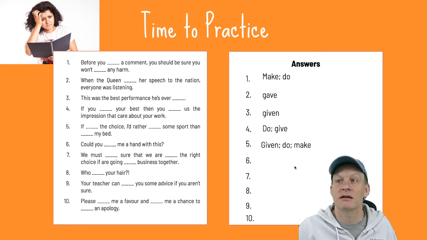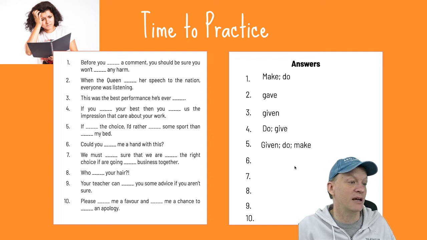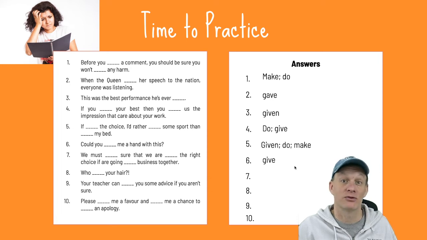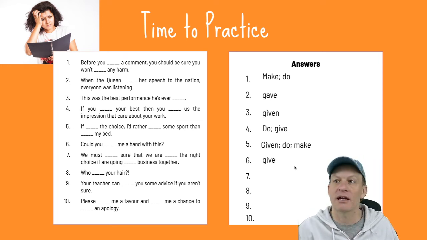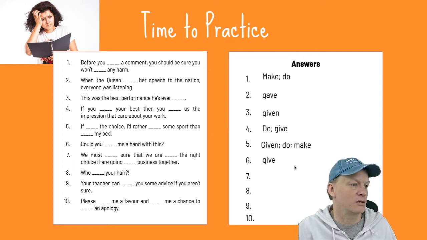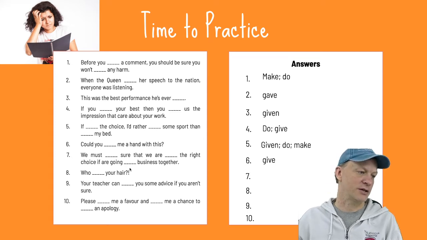Number 6, Enrique says give. Could you give me a hand with this? Barbara agrees. And yes, you're both correct. Absolutely. Spot on. Could you give me a hand with this? Go on then. Barbara jumps to number 7. We must make sure. Okay, Barbara, try to give me all 3. Make, doing, and to do. We must make sure that we are doing the right choice if... Oh, I forgot a subject.